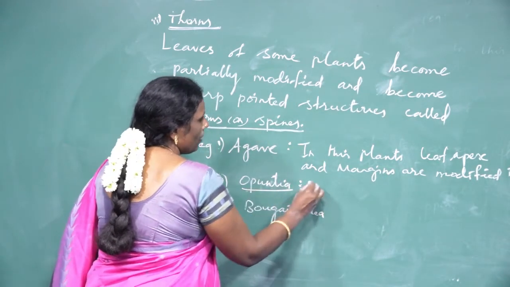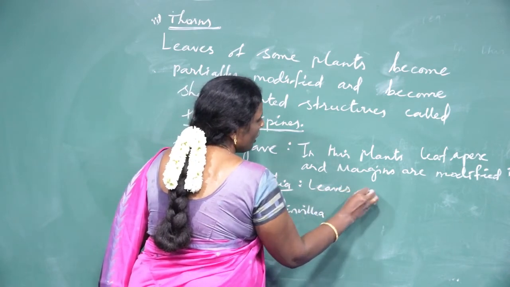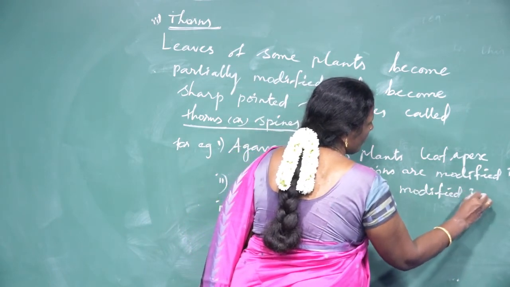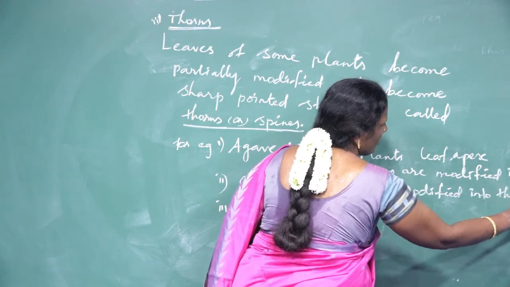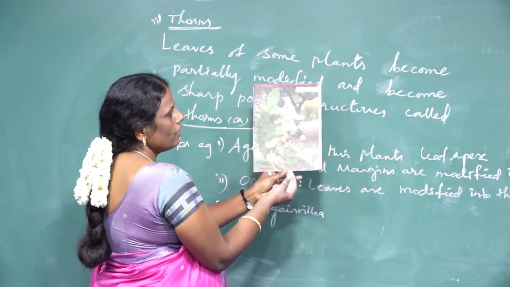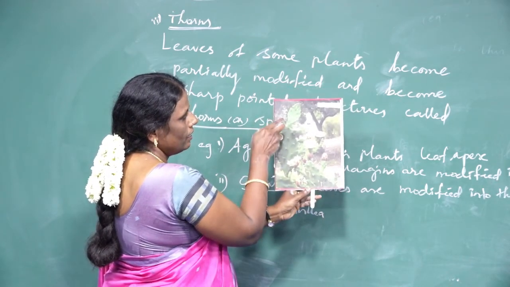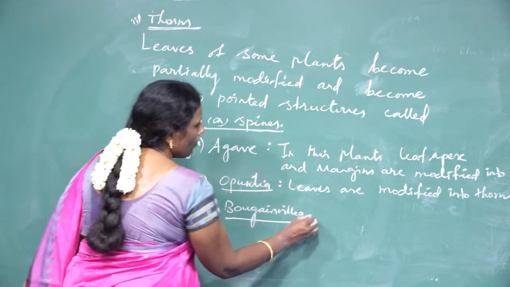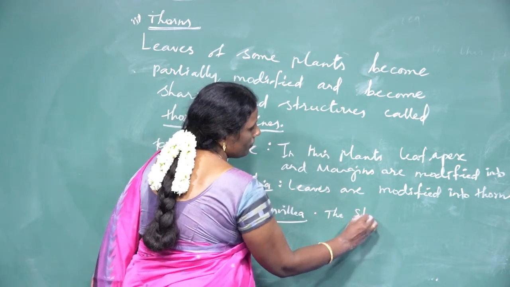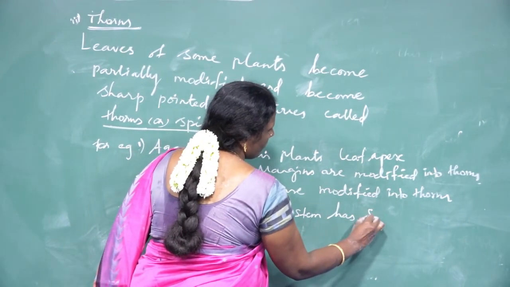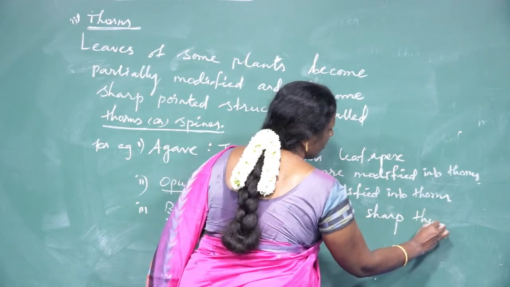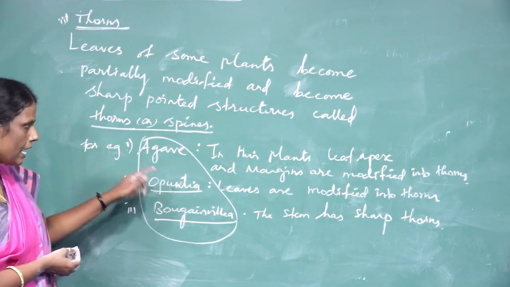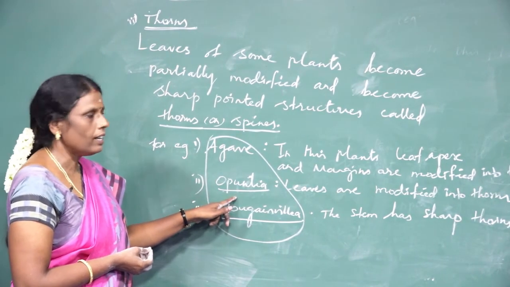The second one is opuntia. Leaves are modified into thorns. It is the opuntia plant. We can also see it in the desert. See here, the leaves are modified into thorns or spines. The third one is bougainvillea. The stem has sharp thorns. Listen, children, these three types of plants use their special adaptations to escape from their enemies.